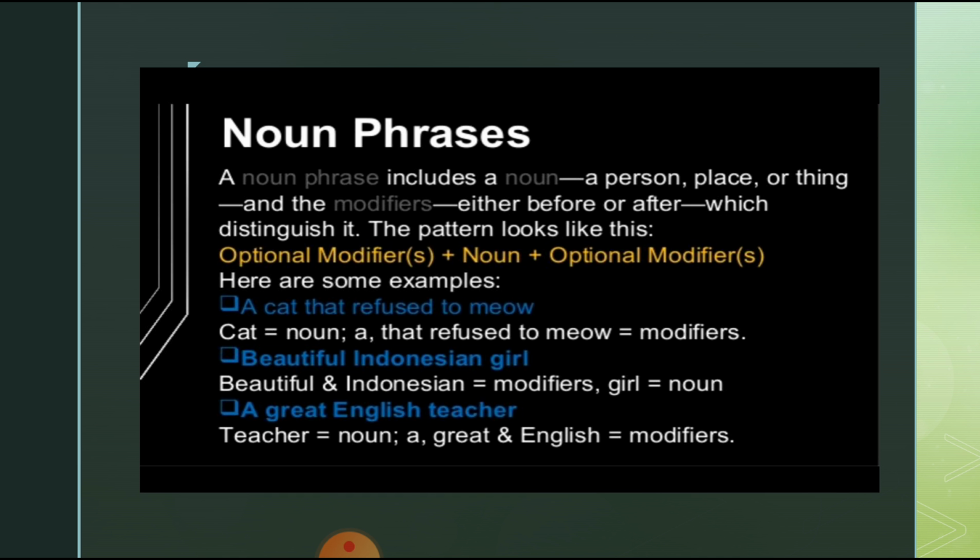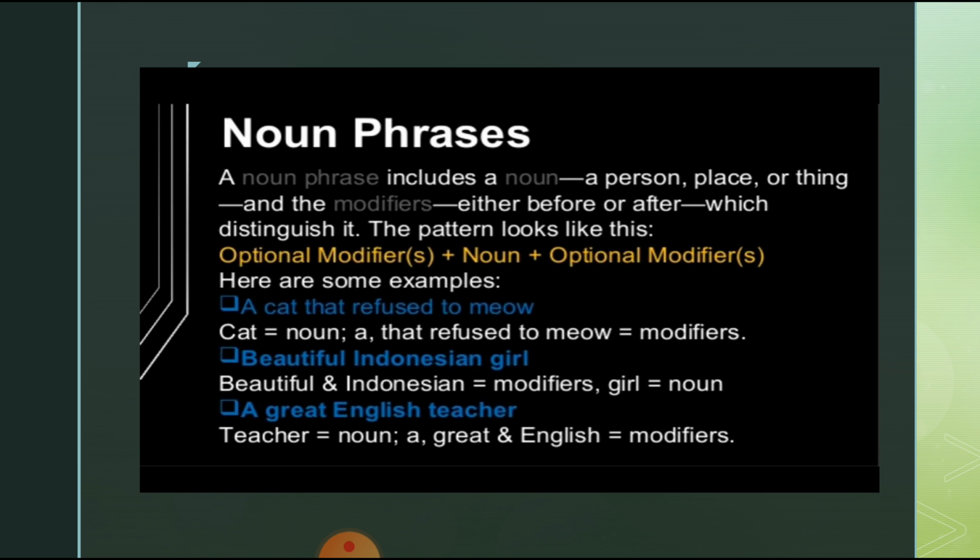The pattern looks like this: optional modifiers plus noun plus optional modifiers. Here are some examples. You will understand more clearly through examples. A cat that refused to meow. A cat is a noun, we all know. A, and that refused to meow, are modifiers. Beautiful Indonesian girl. Beautiful and Indonesian are modifiers, and girl is a noun.